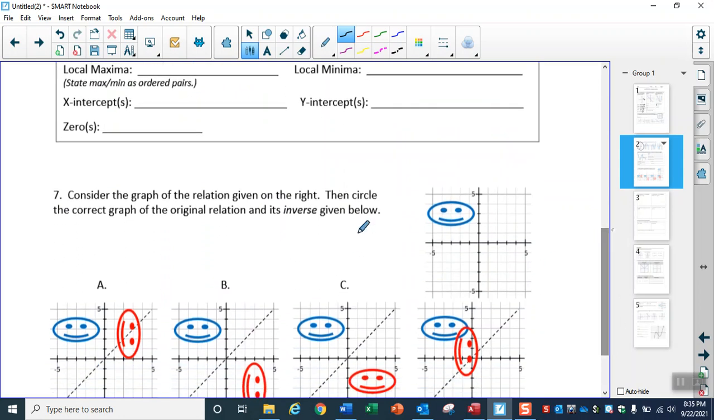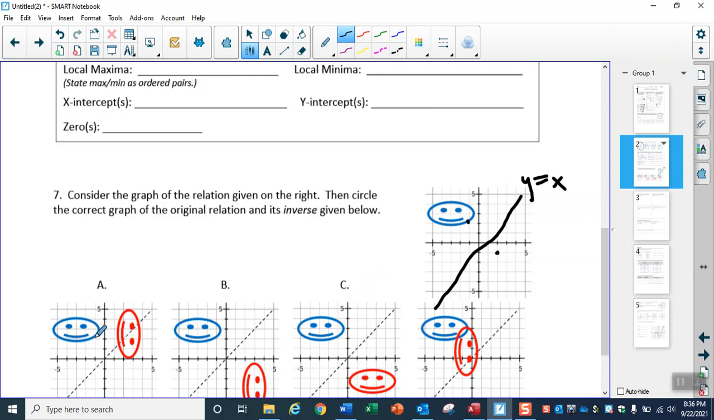Number 7, it says I want the inverse, so it's got to be flipped over. The key with inverse is it's got to flip over the line y equals x. All right, and so that means every point here, the domain and range are going to be switched. So if I have this point here, which is -1, 2, that means it would be 2, -1. There should be a point over here.